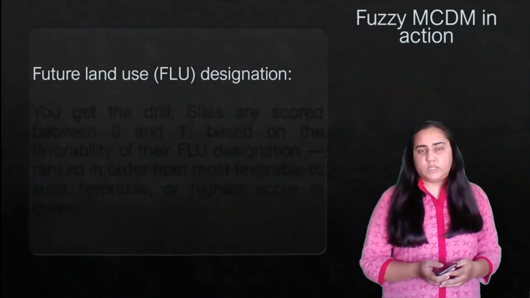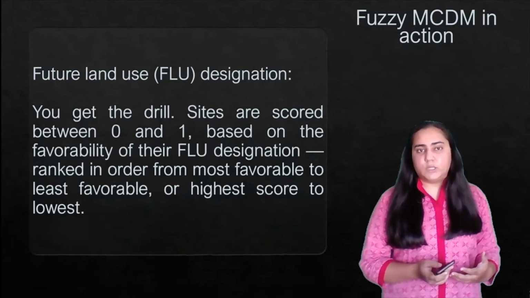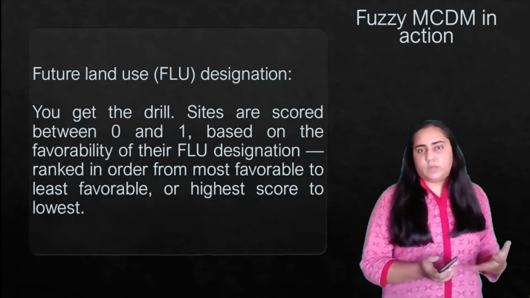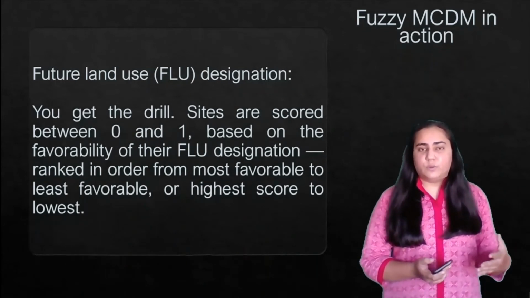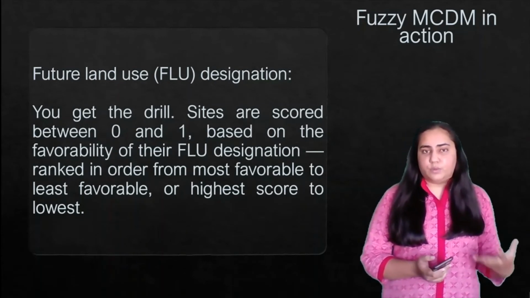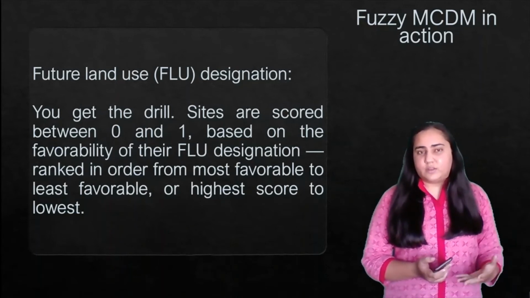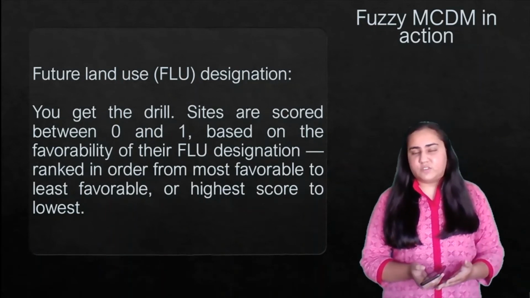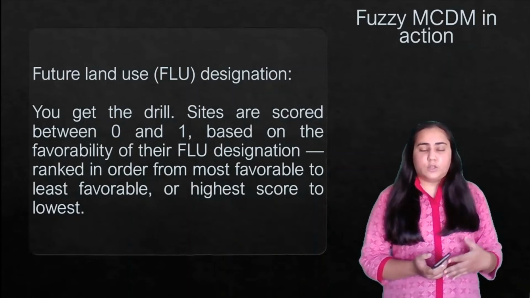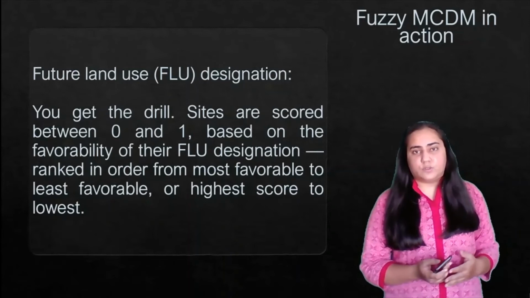The third criterion, if you remember, was future land use (FLU) designation. Here, the sites are scored between 0 and 1 based on favorability. Once again, favorability is ranked from most favorable to least favorable. Most favorable would get a score closer to 1, and least favorable would get a score closer to 0.